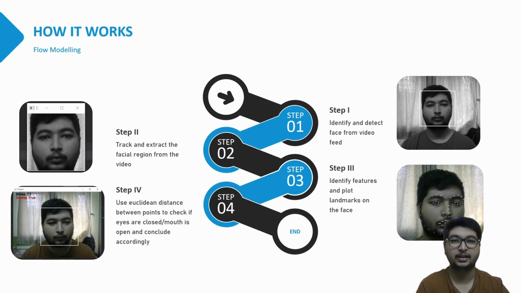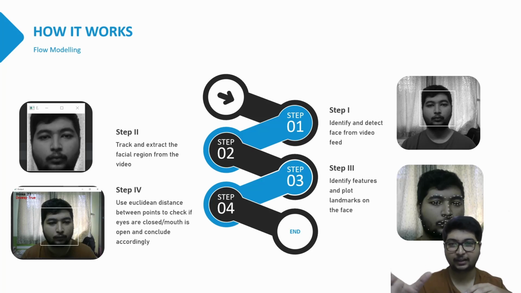The first step is identifying and detecting a face from the video feed. So here we make use of Haar cascades. Haar cascades are very fast but not very accurate. The reason we don't use the entire video for the machine learning is that if we make use of that, then it will be much slower. So we make use of Haar cascades and we use a quick and easy way of detecting a face.